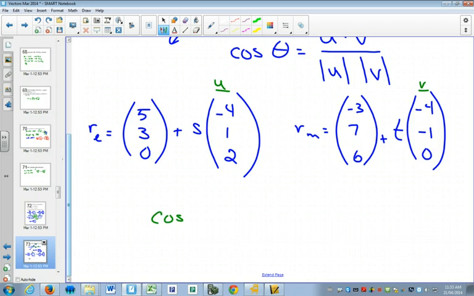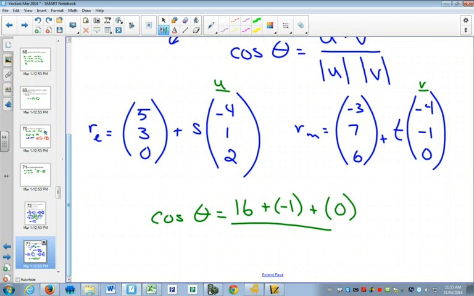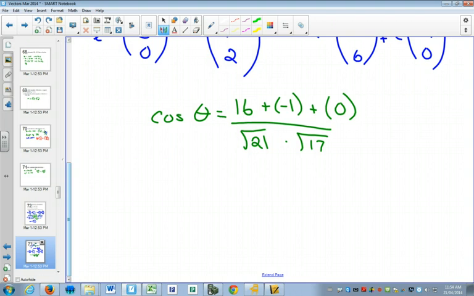So, cos theta equals, remember how to do the dot product. The dot product will be negative 4 times negative 4, which is 16, plus 1 times negative 1, plus a negative 1, plus 2 times 0, plus 0. The length of u is the square root of a squared plus b squared plus c squared: 16 plus 1 plus 4, root 21. And the length of v is 16 plus 1 plus 0, root 17.